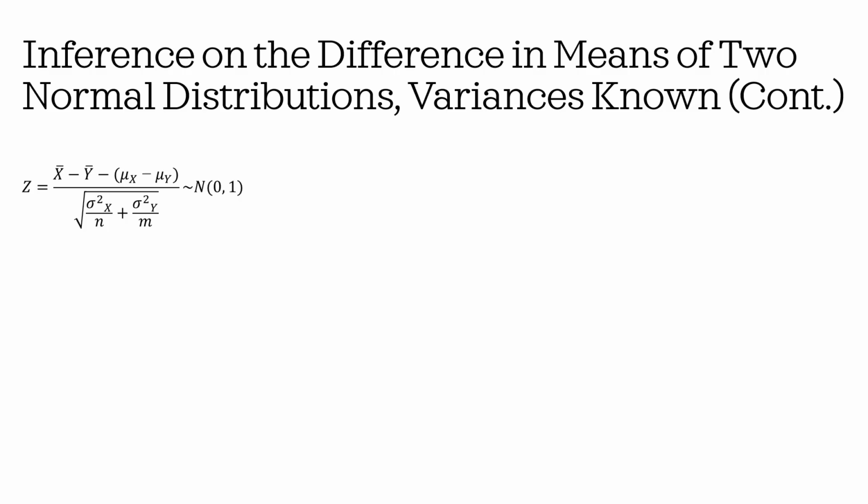Instead of having two-sided confidence intervals, we can also define one-sided ones. This means that there are cases where we want to bound the difference in population means only on one side.